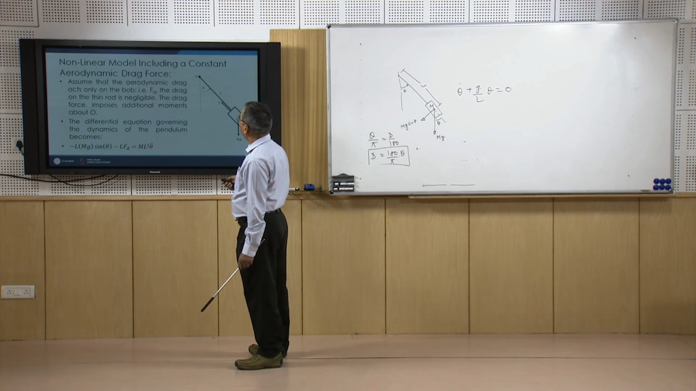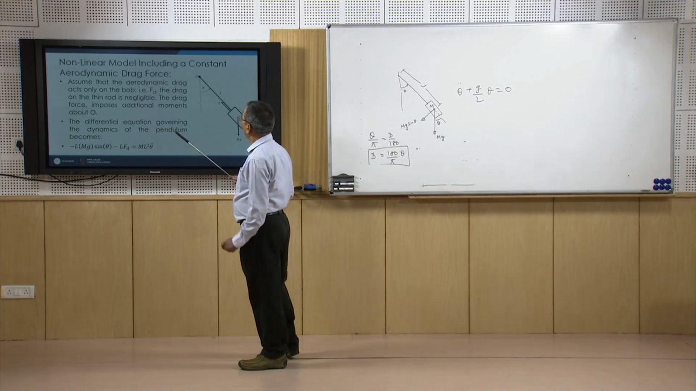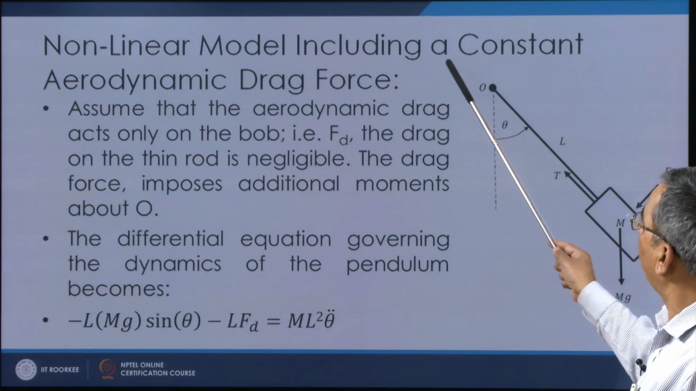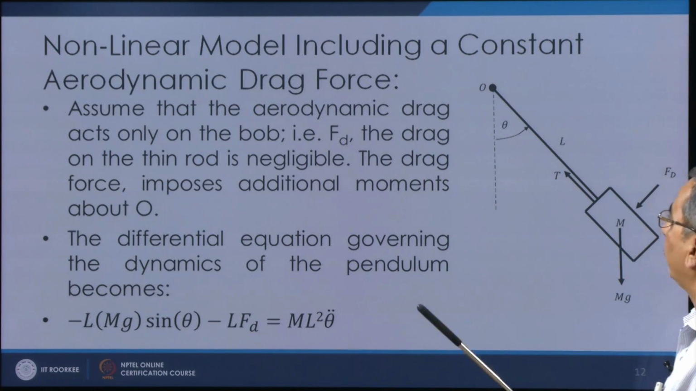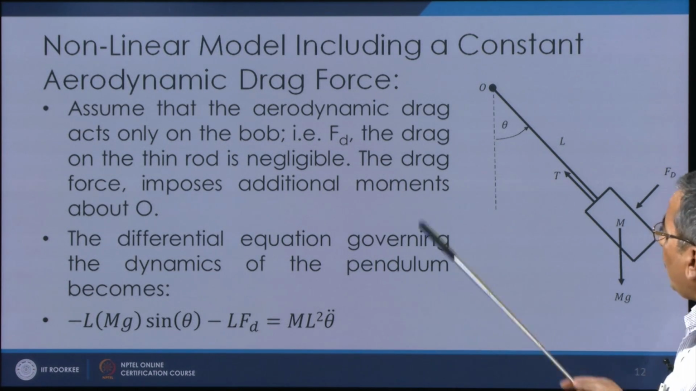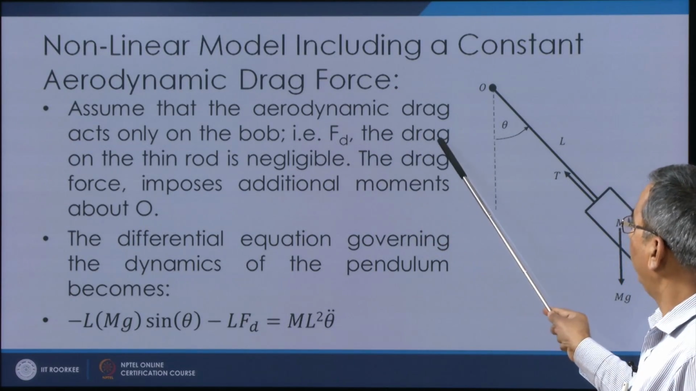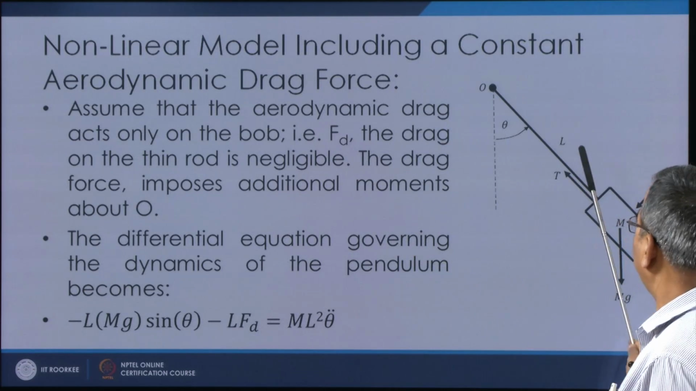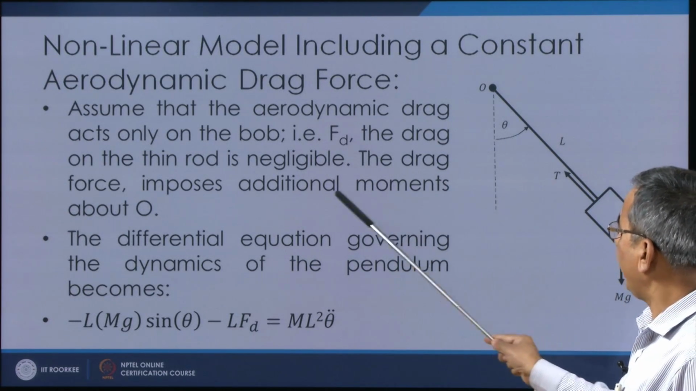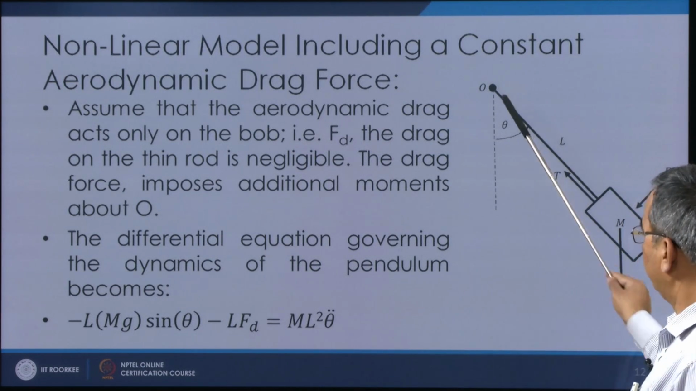Now, let us further complicate our model by taking the non-linear model including a constant aerodynamic drag force. So, let us assume that a constant aerodynamic drag force Fd is acting on the bob. Now, we can assume that the aerodynamic drag force acts only on the bob and the drag on the thin rod is negligible. The drag force imposes an additional moment about this point O, as we can see from here.